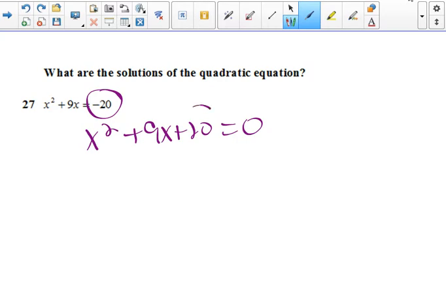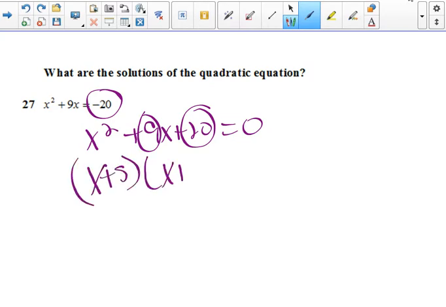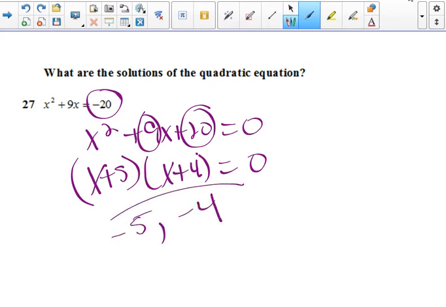So on this trinomial, what two factors of 20 add up to be 9? Well, it's going to be 5 and 4. So (x plus 5) times (x plus 4) equals 0. So what makes each one of these true? When x is equal to -5 or -4. So these are our solutions.